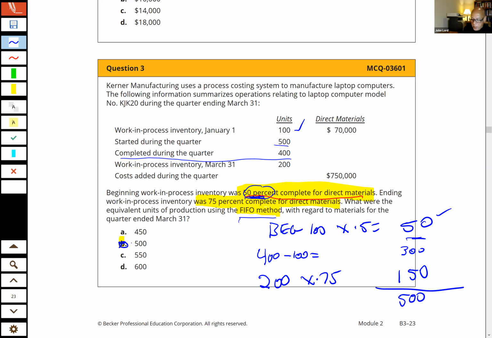Now, the other way that you might have looked at this set of information, and I can't criticize it, is you'd say, well, if they started during the period 500, and there's still 200 in progress, well, if they're in progress, they're not finished. So they actually started and completed, using more of the language of the book, 300, right? And then I give myself credit for the beginning inventory. You could have got the 300 that way as well. So I don't know what to tell you.